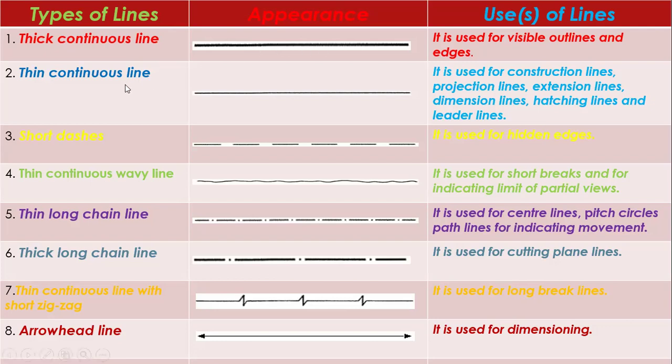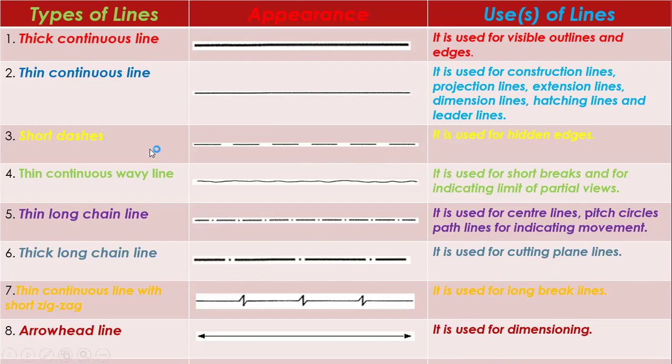Then the second type of line that we have there is known as thin continuous line. This is how it looks. The thin continuous line is used for construction lines, projection lines, extension lines, dimension lines, hatching lines, and also for leader lines. Each of these uses of the thin continuous line, we will talk about when we come to practical application of lines.